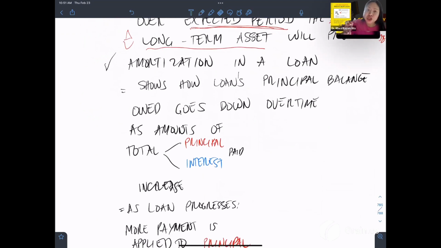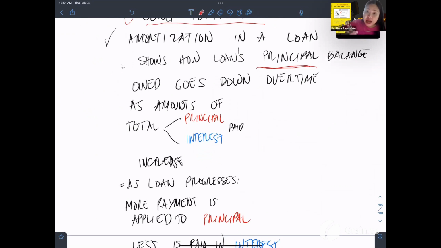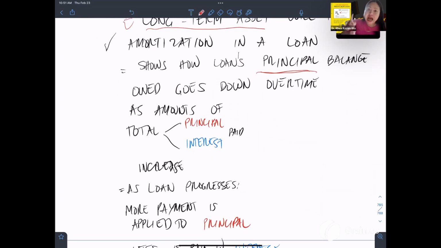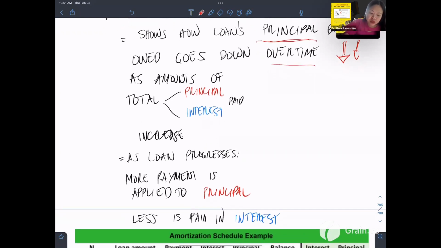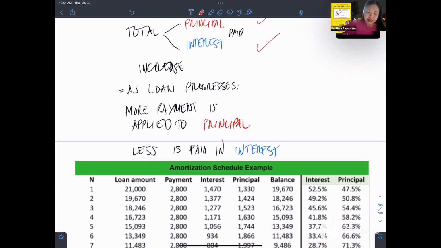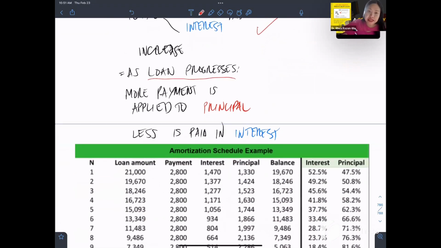Amortization in a loan shows how the principal balance owed goes down over time. It means that your principal goes down. So the amount of money you owed goes down over time as amounts of total principal and interest payment. Now, as the loan progresses, more payment is applied to the principal and less is paid in interest.